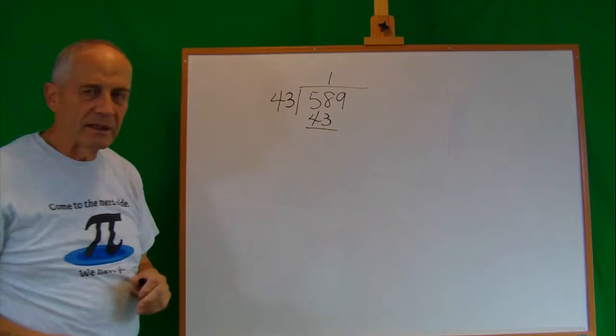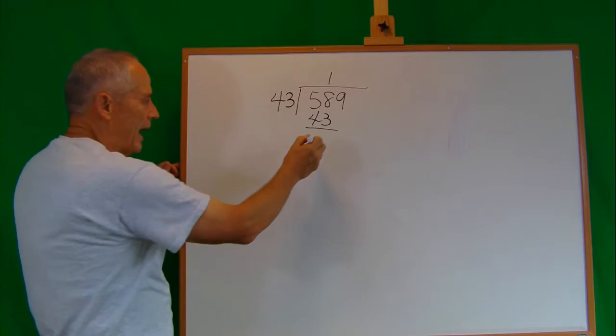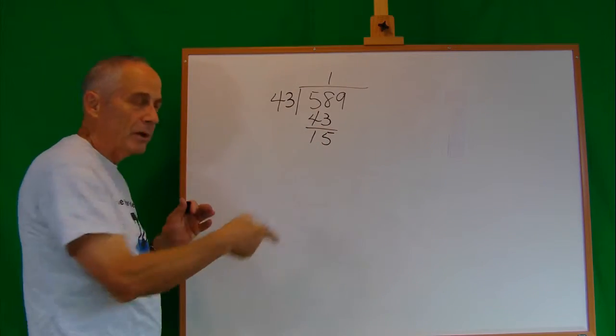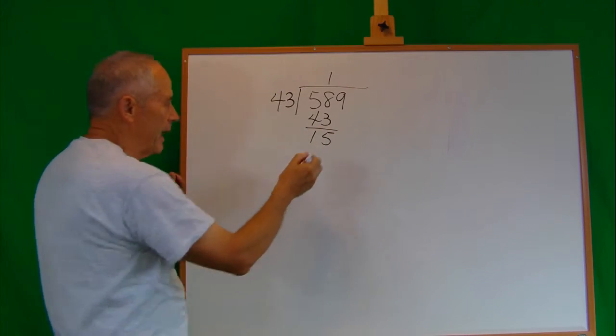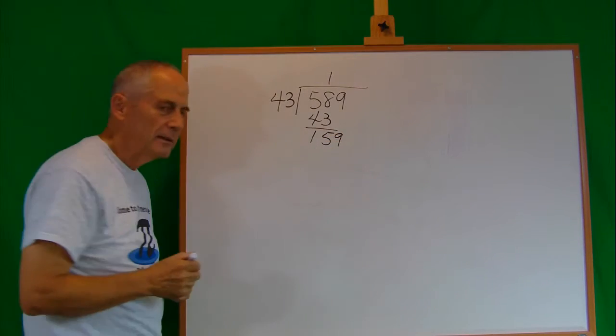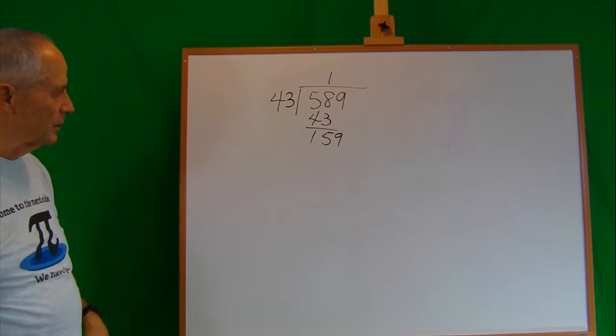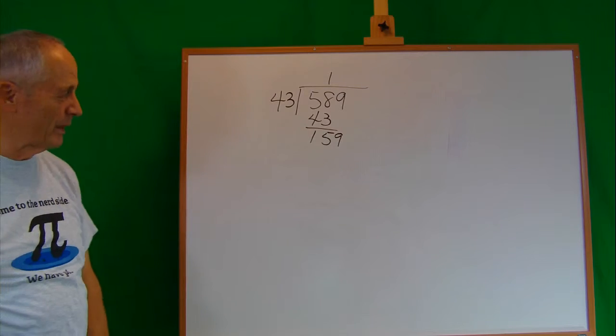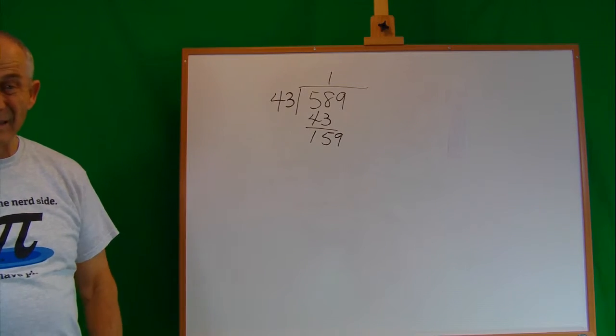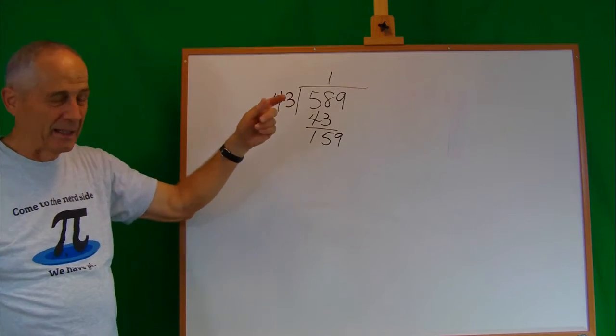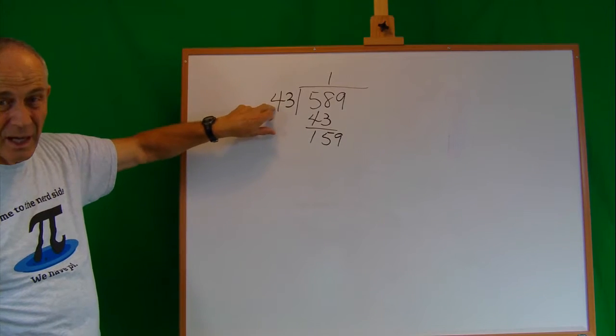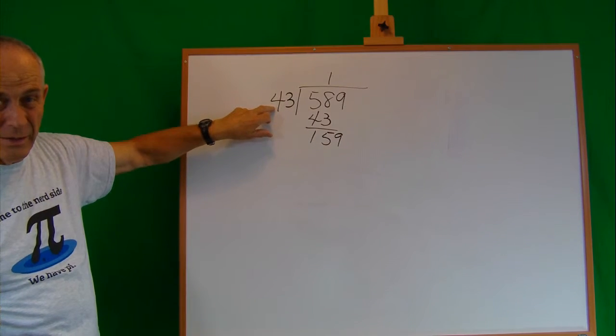To find out what's left over, I subtract. It works. And then I bring down the next one. Now this was a little more challenging. 43 into 100. Wow, that's where I need that estimating kind of thing, because I'm going to use this 4 and consider it a 40.